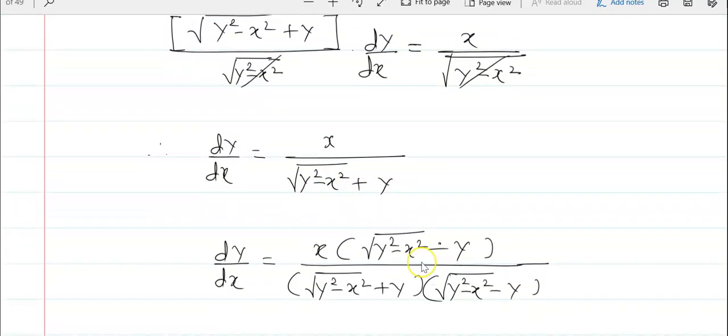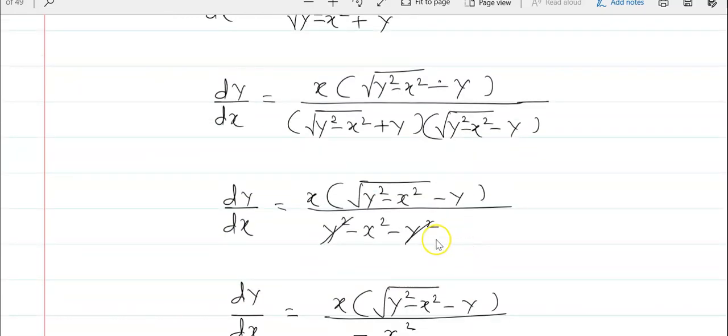And that's why here, again we are multiplying by the conjugate part of root of y square minus x square plus y. It's a minus. Therefore, multiply the numerator and the denominator by root of y square minus x square minus y. To the denominator you are getting y square minus x square minus y square. That is, the plus y square and minus y square get cancelled.